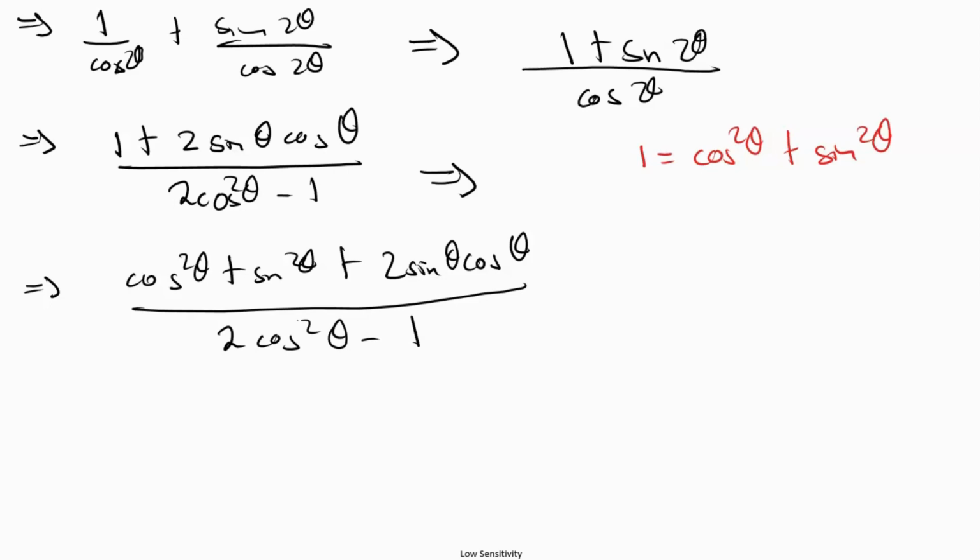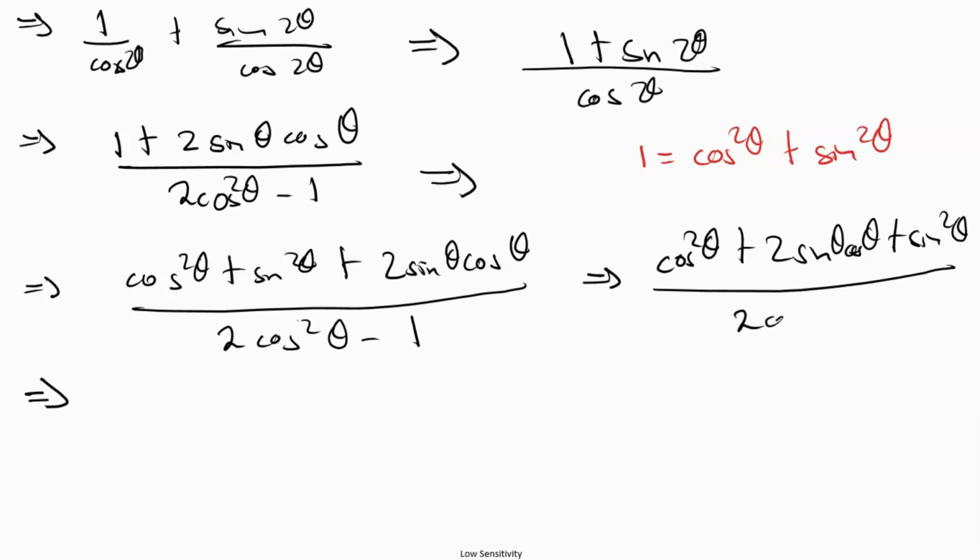Once we get to this stage, it's now just a matter of doing some simplifications, right? So we can rewrite this as cosine squared theta plus 2 sine theta cosine theta plus sine squared theta all over 2 cosine squared theta minus 1. So we have that. Now how do we move from here?